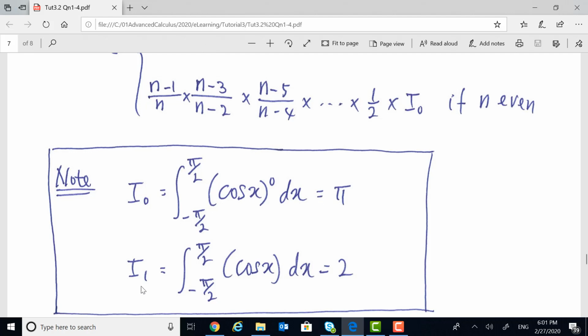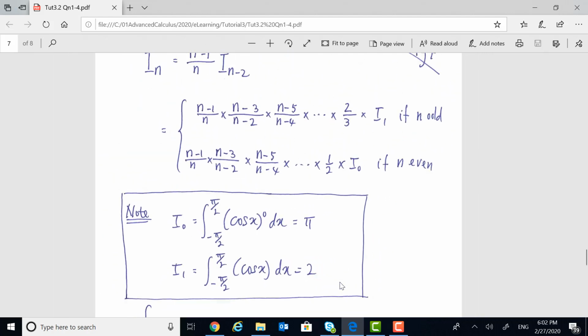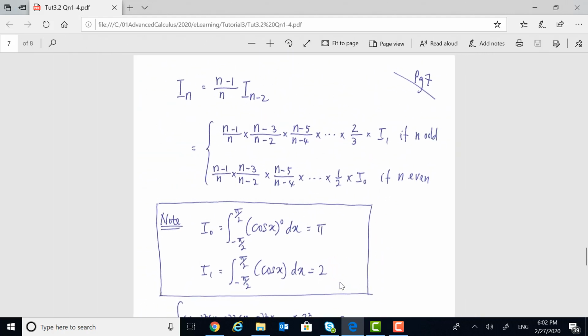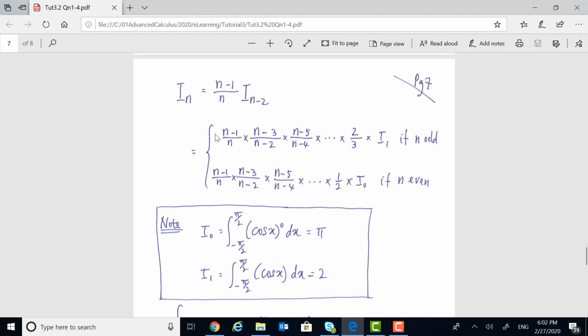On the other hand, I1 means cos x to the power 1. To integrate this one is just sine x, and then you put in the limit, you just get a number of 2. So you must know that in this calculation, after I've used the formula recursively to say that In is this when n is odd and this when n is even, you have to know that I1 and I0 are computed as here. It is pi for I0 and 2 for I1.